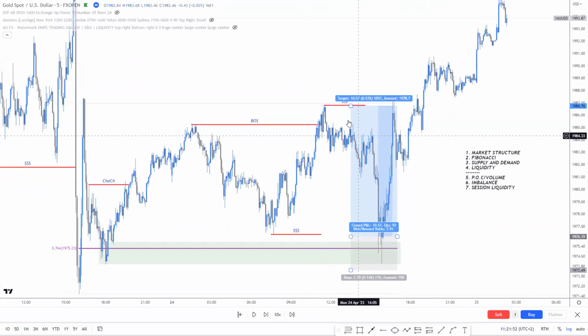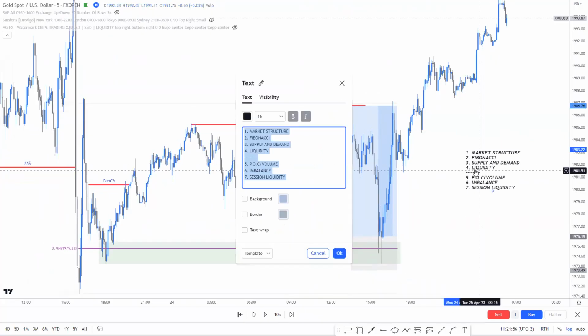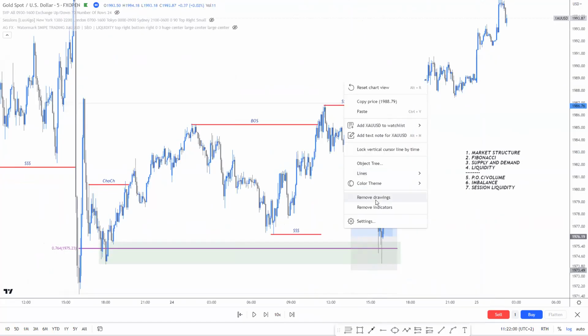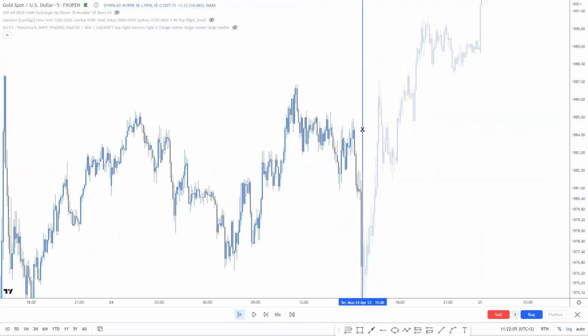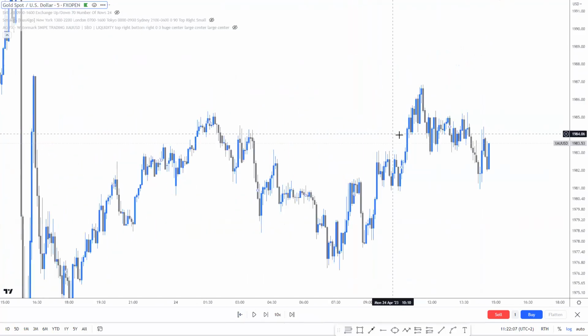And now let's look at the sell setup, which we took, which was from this high right here, okay? So let me copy this. Let me remove the drawings. And now let's have a look at the sell setup.